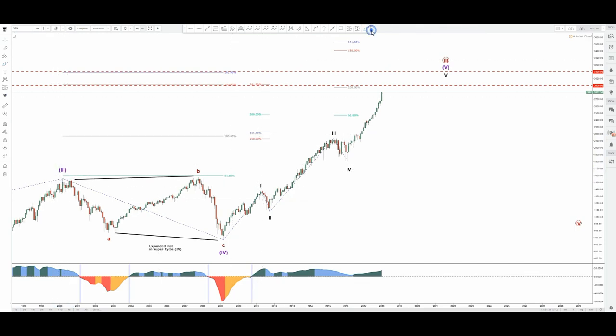Now, the point is that after that, of course, this topped out at basically the dot-com bubble, followed by an A wave, and then the rise in the B wave, going higher than the start of A, and then, of course, dropping in 2008, as you can see, causing this expanded flat and super cycle purple 4 right here.